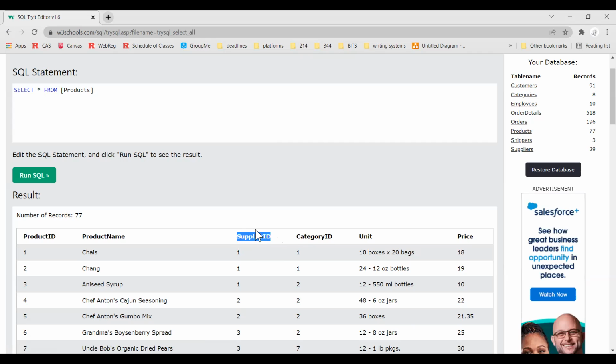So does anyone remember what these are called? They're keys that are the primary key of another table.